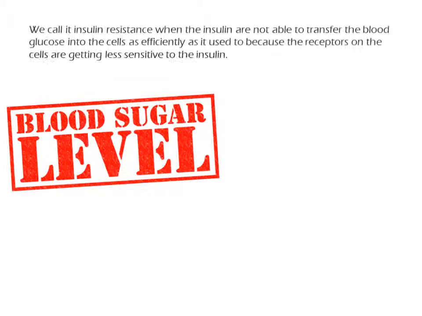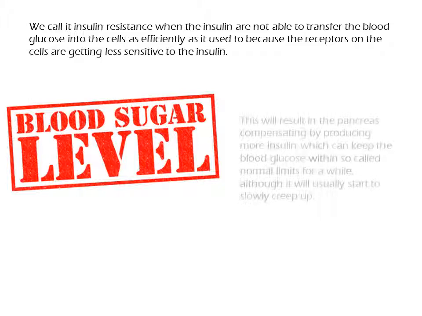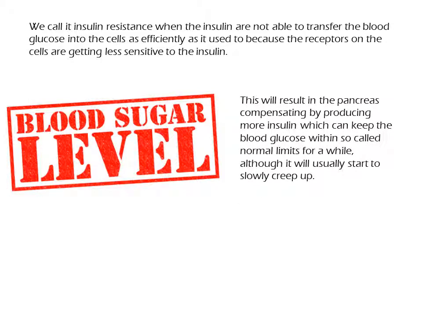We call it insulin resistance when the insulin is not able to transfer the blood glucose into the cells as efficiently as it used to, because the receptors on the cells are getting less sensitive to the insulin. This will result in the pancreas compensating by producing more insulin, which can keep the blood glucose within so-called normal limits for a while, although it will usually start to slowly creep up.